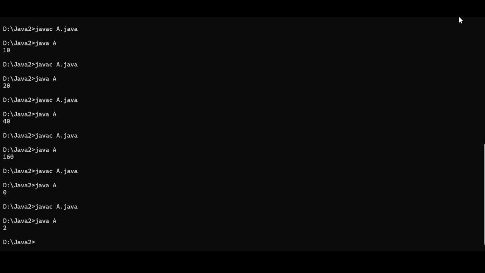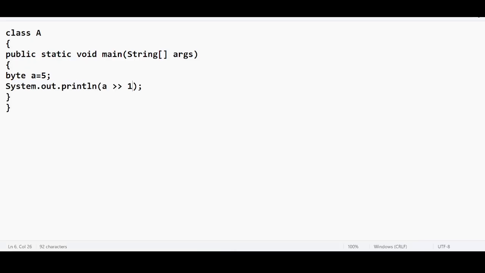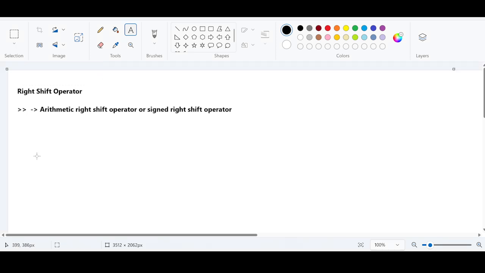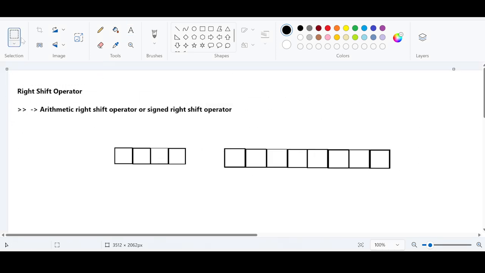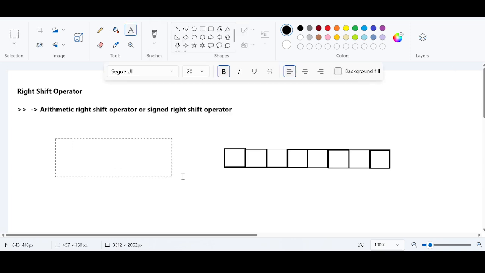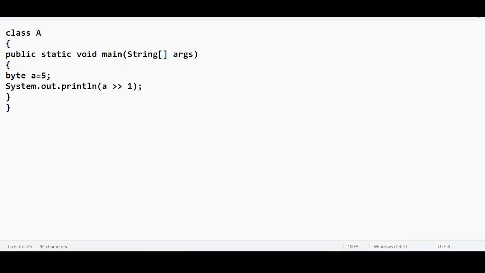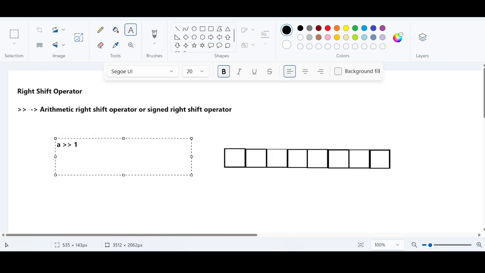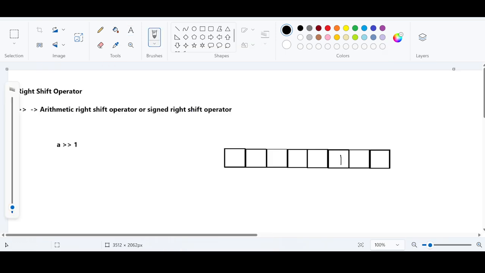There is a minor change here. It's not like what you are thinking. It is not like just right shifting. What we want to do is right shift by 1. What is the value of A? Value of A is 5. What is the binary equivalent for 5? We know this already, 101.